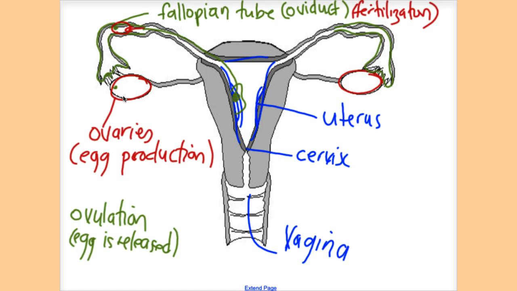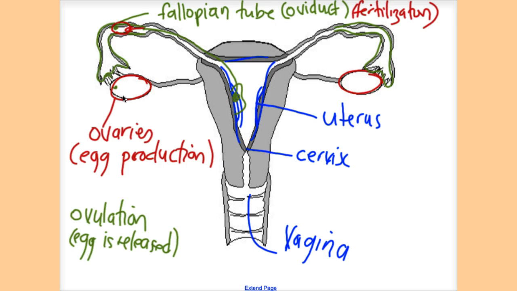It's not too complicated. All you need to know is that there are two ovaries. The ovaries are the place where eggs are produced. Eggs are released into the fallopian tube in a process called ovulation. A single egg is released every month. Once it's in the fallopian tube or the oviduct, sperms will swim up and meet or fuse with this egg. A single sperm will penetrate the egg, and a zygote will form.